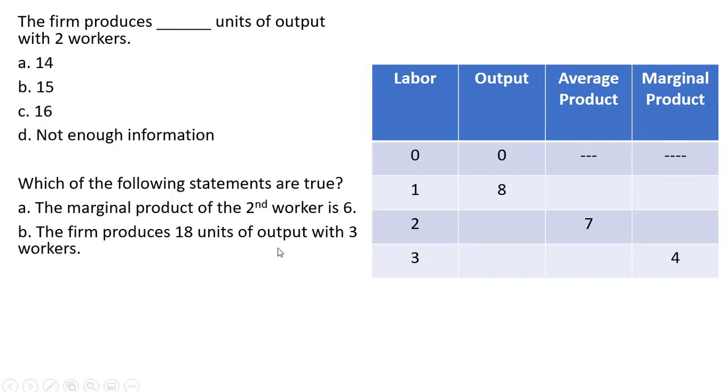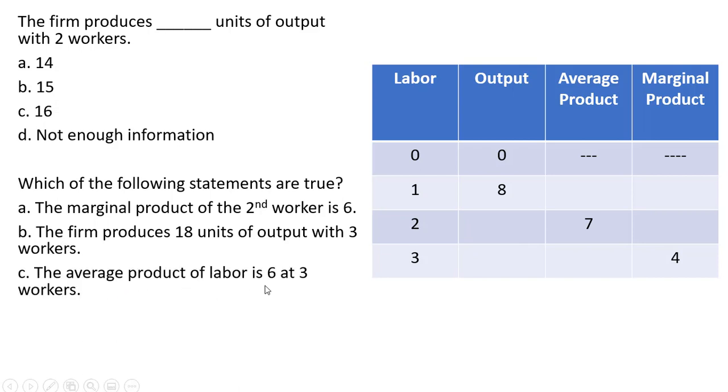The firm produces 18 units of output with 3 workers. So we know that the total output with 2 workers is 14. The marginal product of the third worker is 4. So 14 plus 4 is 18. So answer choice B is correct.